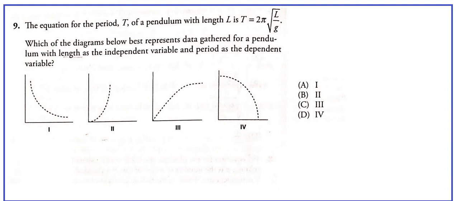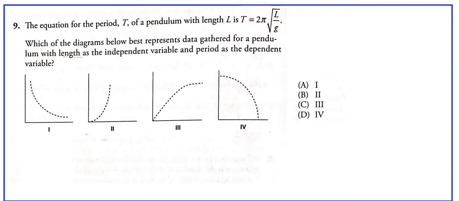Let's continue with question number 9. The equation for the period T of a pendulum with length L is T equals 2 pi times the square root of L over g. Which of the diagrams below best represents data gathered for a pendulum with length as the independent variable and period as the dependent variable?